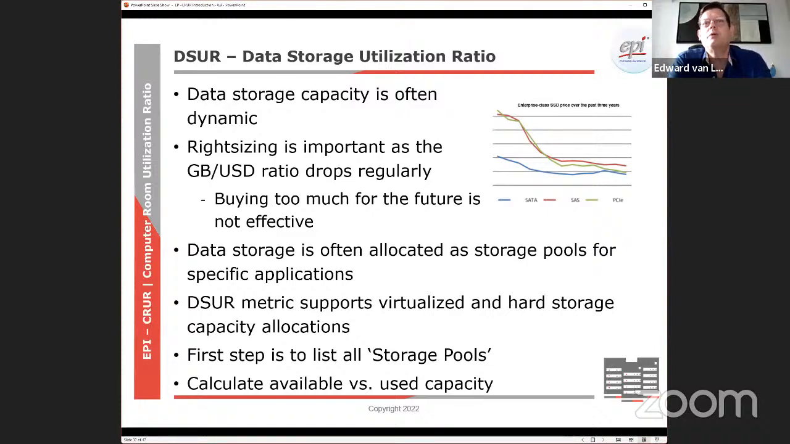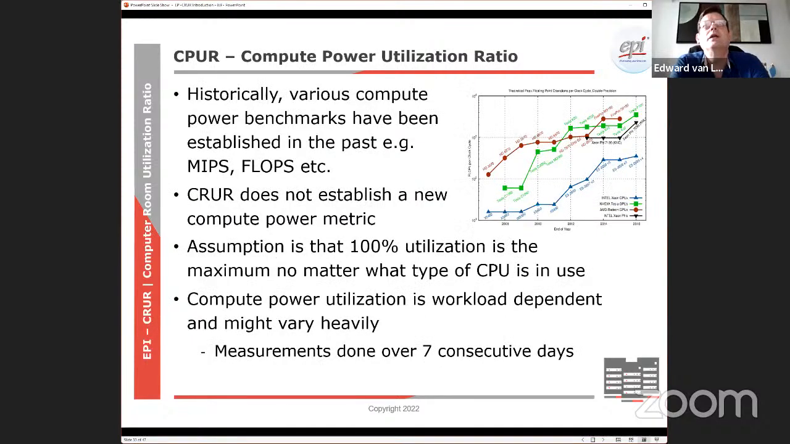Now, the good news about the CRUR metric, this does not only apply to physical storage, but you can also apply it to what we call storage pools. So if you are using virtualized storage, the CRUR metric can still be applied. Another portion that we look at is the compute power. Now, I think for the oldies among you, we all know that in the old days we measured the capacity of CPUs in MIPS and flops and all that.